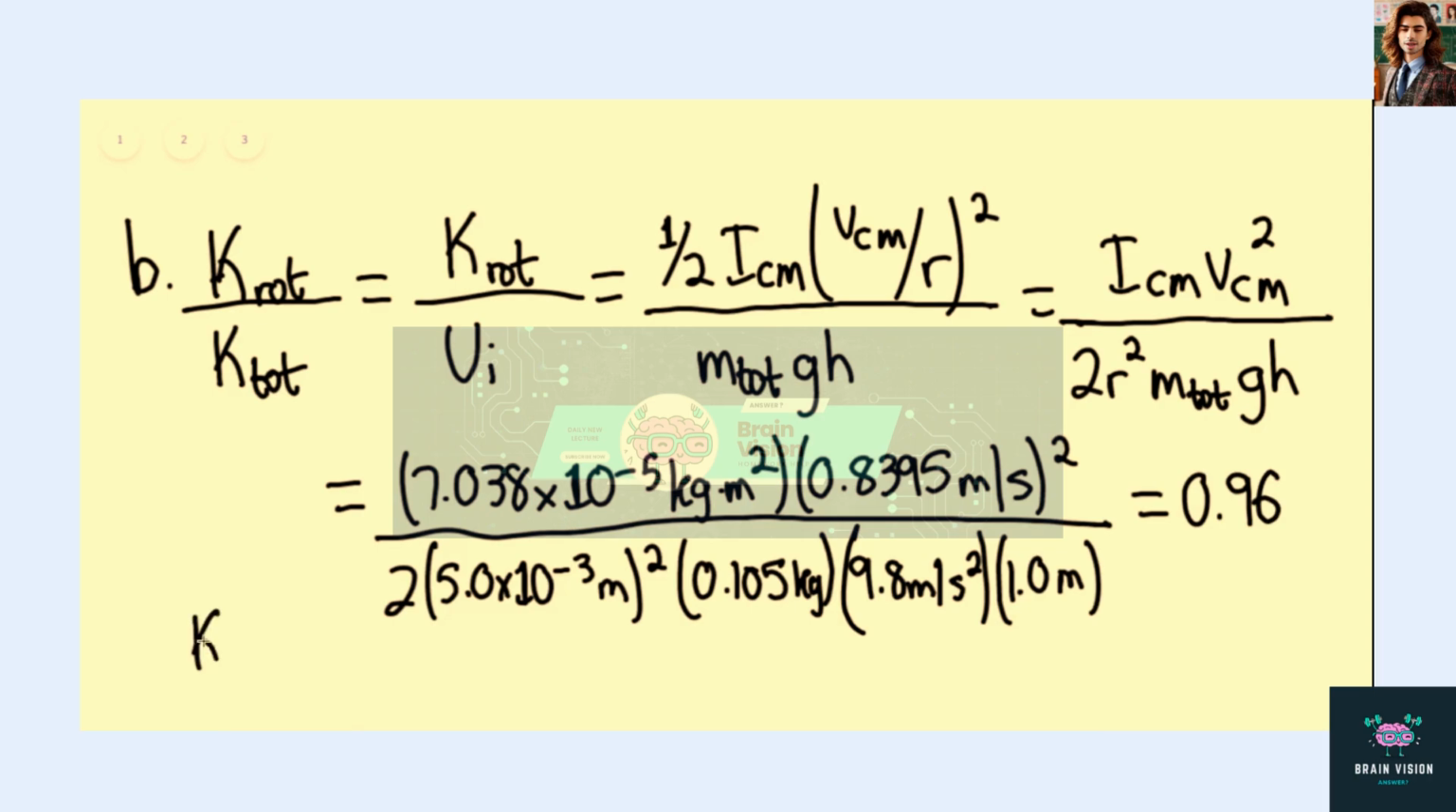So the rotational kinetic energy divided by the total kinetic energy will equal essentially 96%. Most of the energy is in the form of rotational kinetic energy. That is the end of the solution.